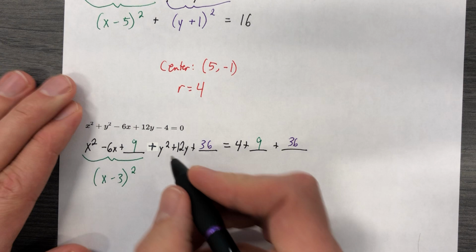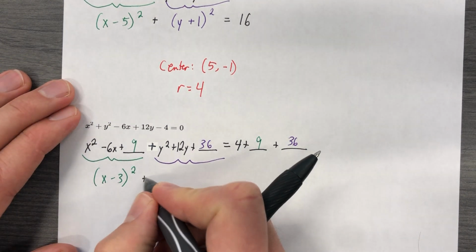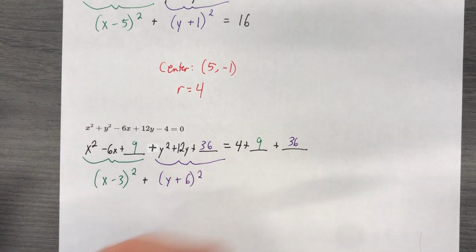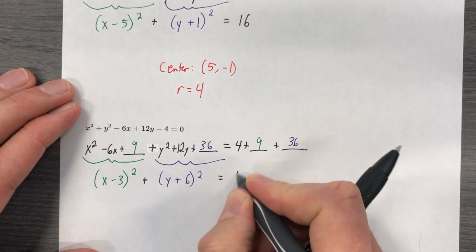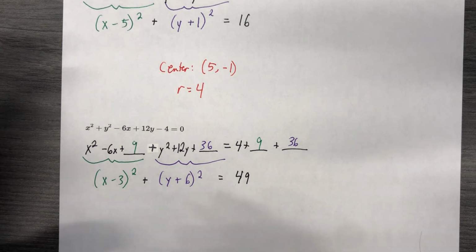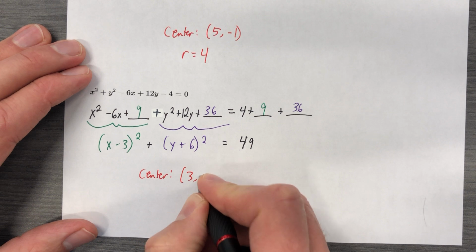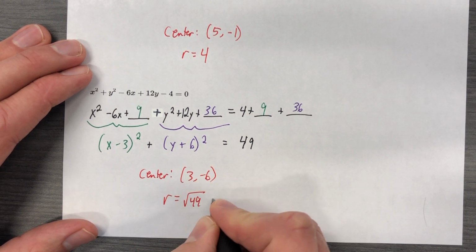And that means I have y plus 6 squared. And that is equal to 4 plus 9 plus 36. That'd be 49. I'd like to think it's fairly obvious what everything is at this point. We have a center. That would be at 3, negative 6. We have a radius. That's the square root of 49. Write that part or not.